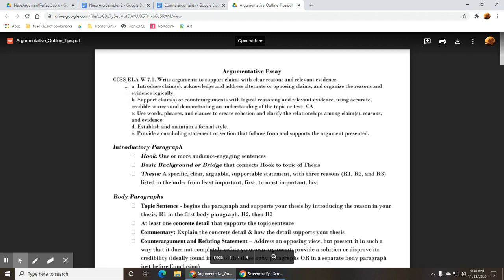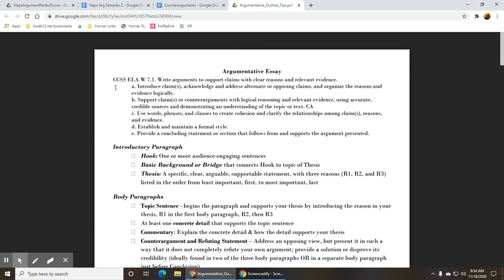The first thing that we look at is that we can introduce our claim, our stance on a topic, acknowledge and address opposing viewpoints, and organize our reasons and evidence logically. You support claims or counterarguments with logical reasoning and relevant evidence. You use accurate, credible sources, and you demonstrate understanding of the topic or text that you are writing about.